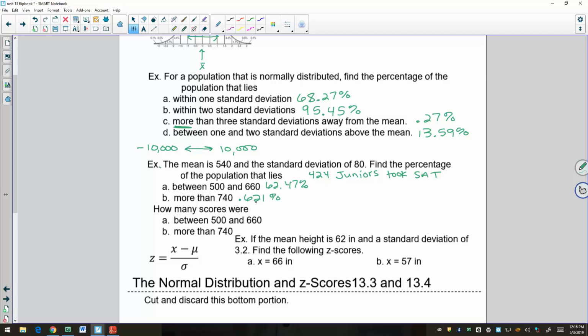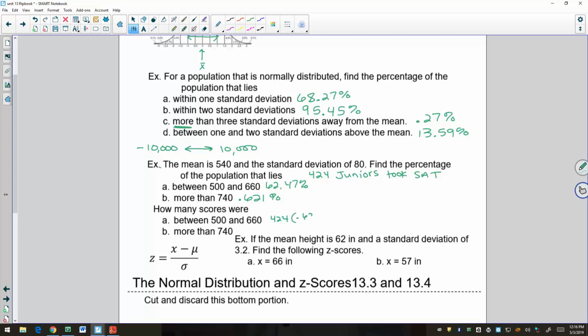Now, knowing those percentages, you can answer the next part of that question. It says, how many kids then actually did score between 500 and 660? Not what percentage, but how many actual kids got a score between those two numbers. So all you're going to do is take the 424 students who took it, times the percentage. Now remember, you don't actually ever use the percentage when you're doing algebra. You have to move it back to be a decimal or put it over 100.